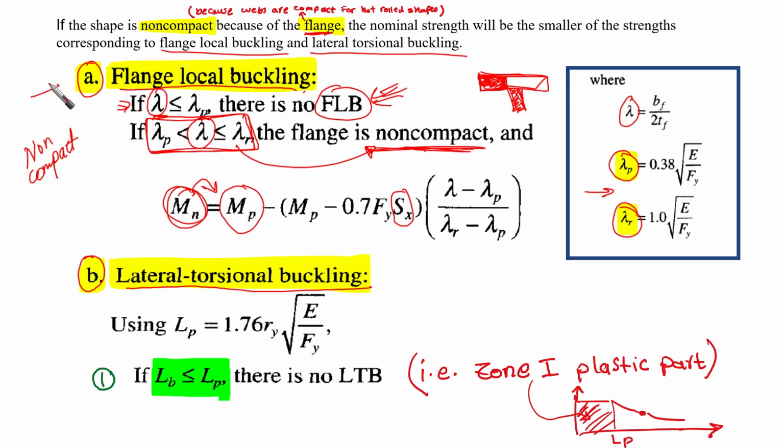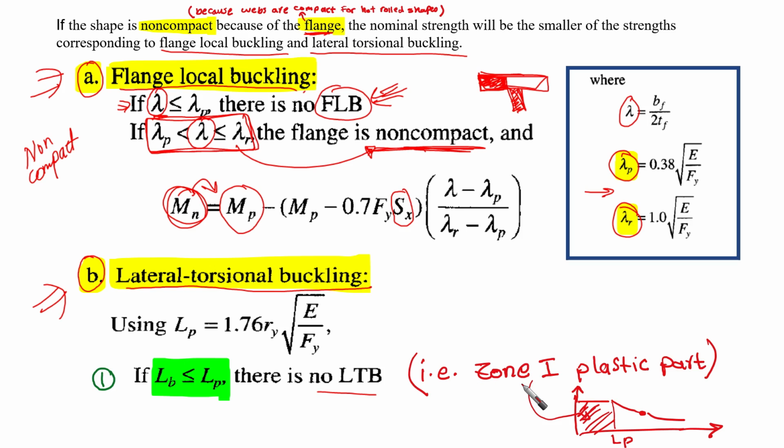Okay, so this is the first case, which is flange local buckling. Let's go to the second case, which is lateral torsional buckling. Using LP equal to 1.76 ry times the radical of E over F yield. So we have three cases, right? First, if LB is less than LP, there is no lateral torsional buckling here.